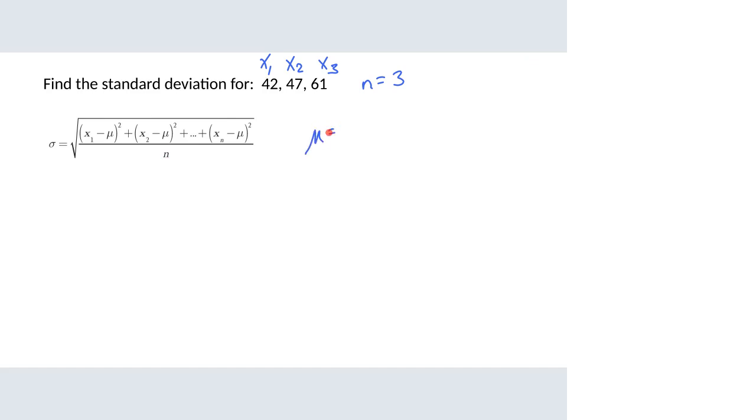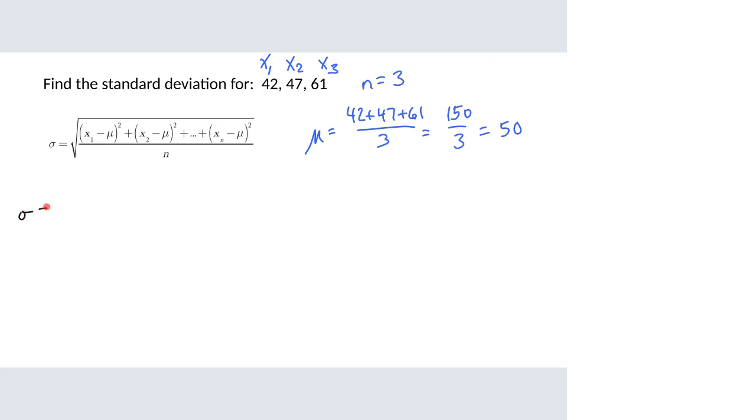The mean will be, let's see, I need to add them up and divide by how many there are. 42 plus 47 plus 61 over 3. All right. 42 plus 47 plus 61 is 150 over 3, which is just 50. Now I know everything that I need to plug into this formula to calculate standard deviation. So here goes. If you see anything that you're not sure of where it came from, let me know.